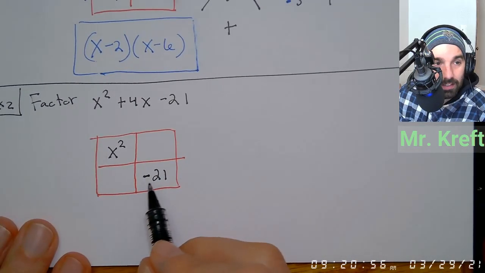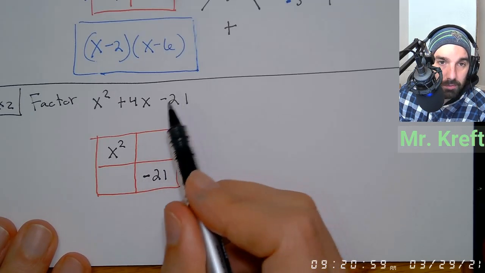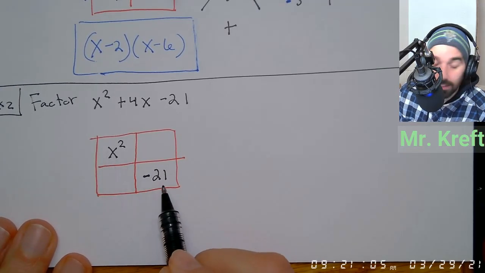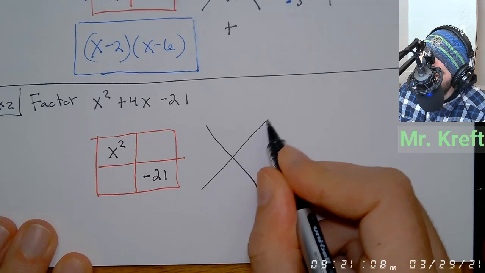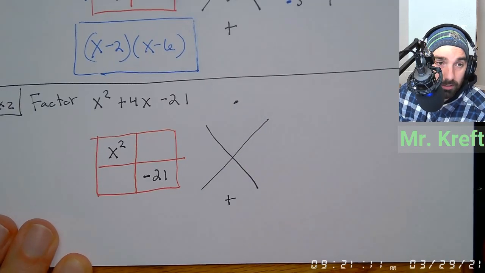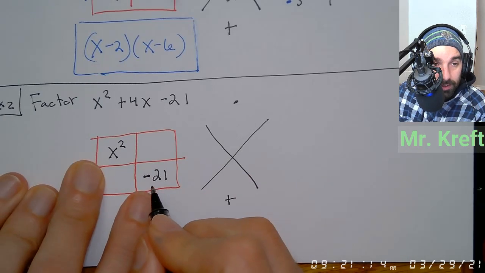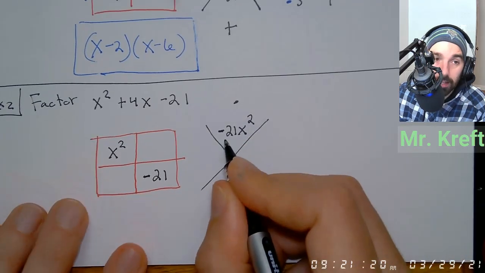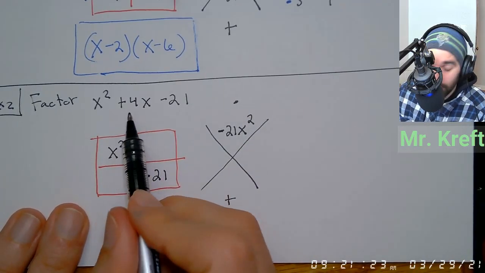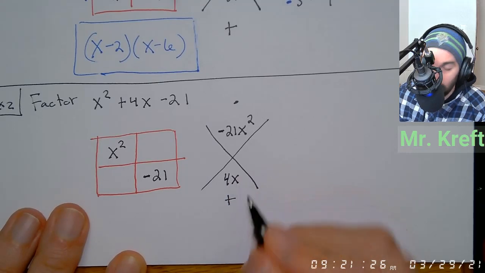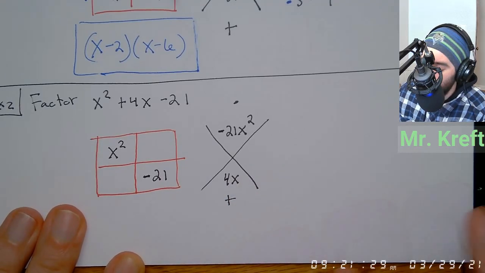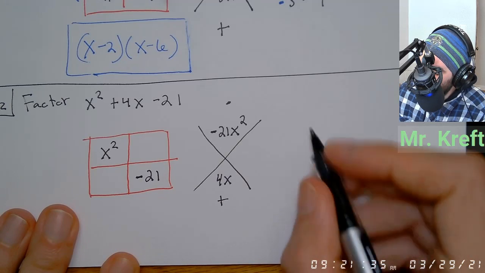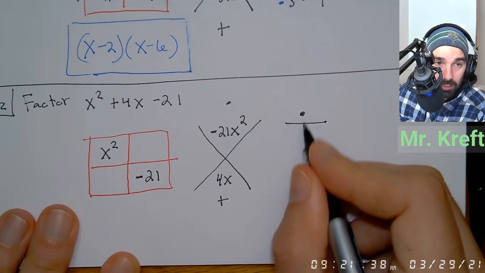Okay, so do you guys see how that's the only thing that's different, right? Before, this was always positive, but now it's negative. So just make sure you have x squared and negative 21. Now when I go to do my multiplication and my addition, when I multiply negative 21 and x squared, this just becomes negative 21x squared. So again, the negative comes with it. My middle term is positive 4x, so I can just go ahead and write positive 4x.